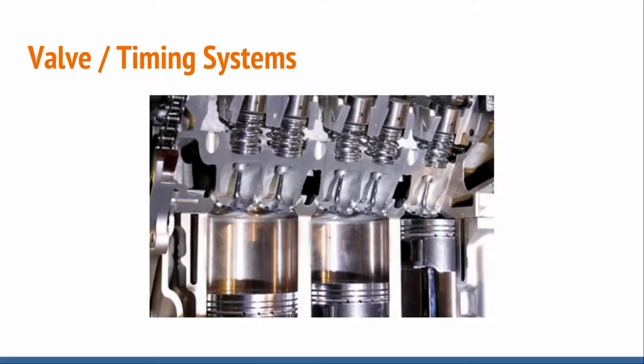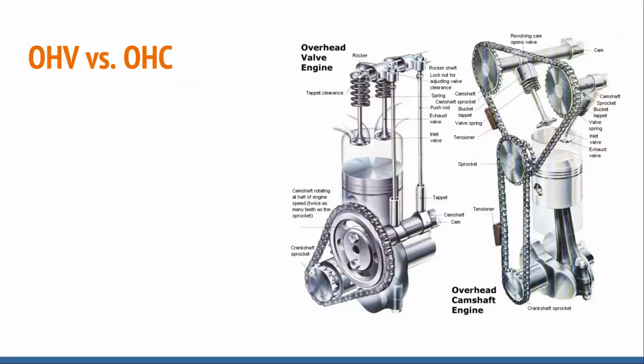So now let's talk about valve timing systems. When we refer to timing, there's two types of timing: ignition timing and cam timing. We want to talk about the valve timing system right now, or the cam timing system. Give you some examples here: OHV, overhead valve, versus OHC, overhead cam. So take a look at the two pictures I put up for you here, overhead valve engine versus the overhead cam.